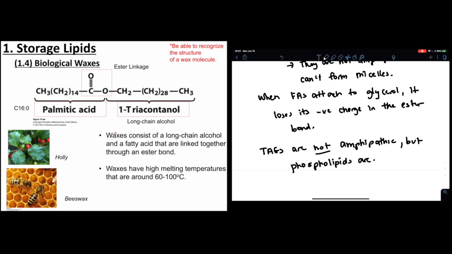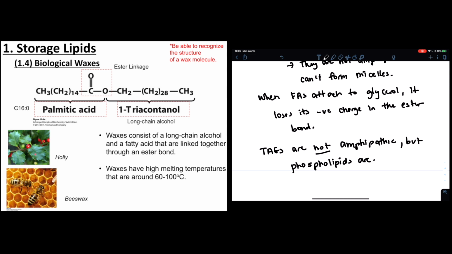That's what makes it a wax. And so as you can see, this is a really long hydrocarbon chain that's going to be saturated. So when you have large quantities of them packing together, they're going to have really high melting temperatures. So that's why when you see candle wax or beeswax, they have a really high melting temperature, because they have a really large number of van der Waals forces holding them together, okay?